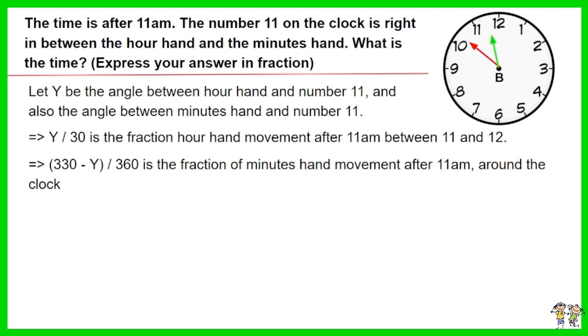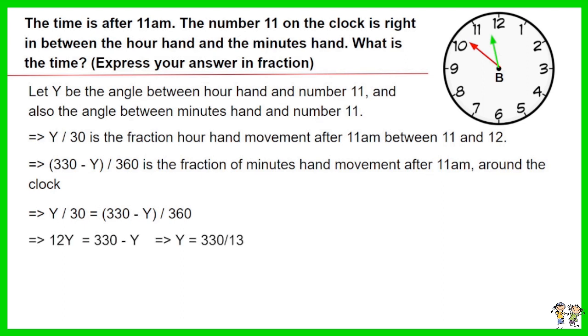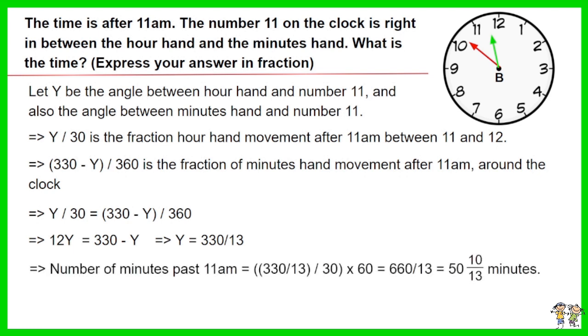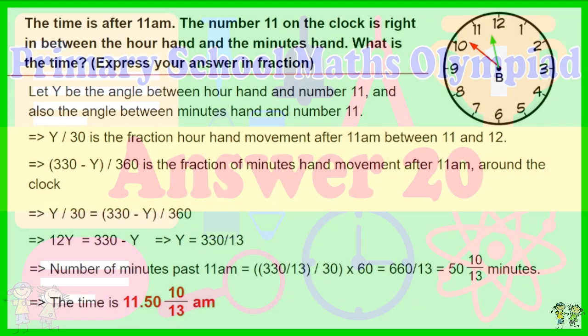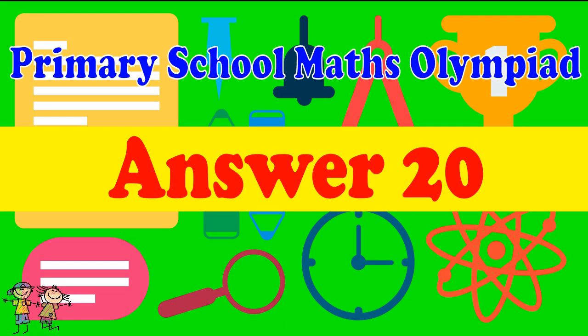Y over 30 is equal to 330 minus y, then divided by 360. Solve the equation. Y equals 330 over 13. The number of minutes past 11 a.m. equals y over 30 then times 60 equals 50 and 10 over 13 minutes. The time is 11:50 and 10 over 13 a.m. Answer for question 20.